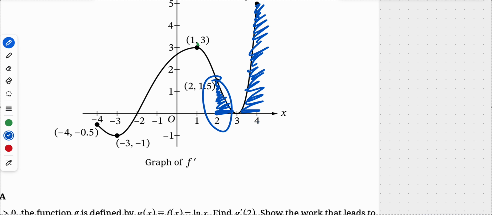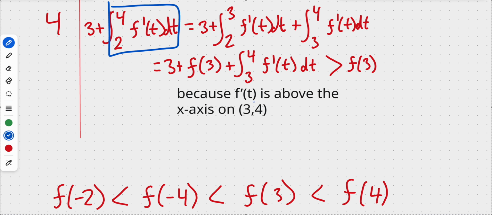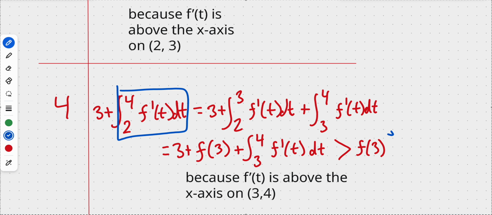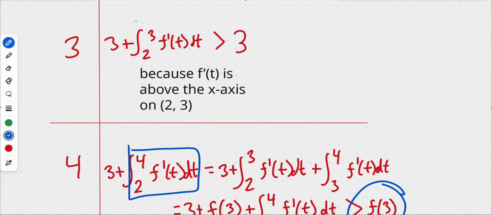The previous one was just that. Now we got all of this extra stuff. It's definitely going to be bigger. So I can say, yeah, it's going to be bigger than f of 3, right? Because remember, this is f of 3.